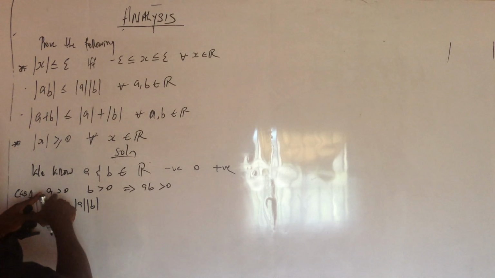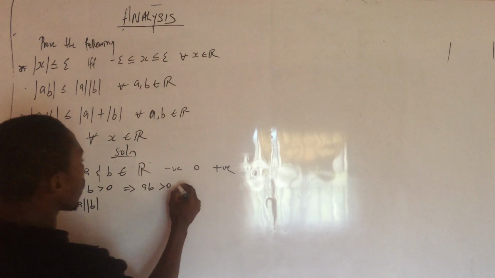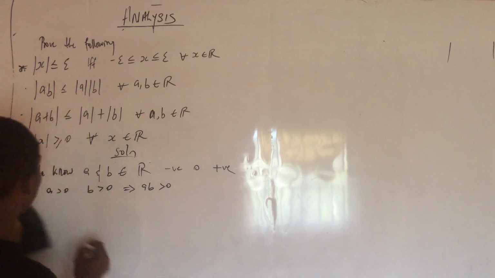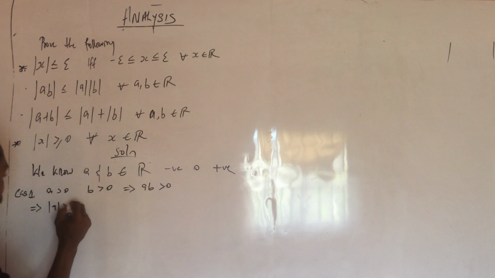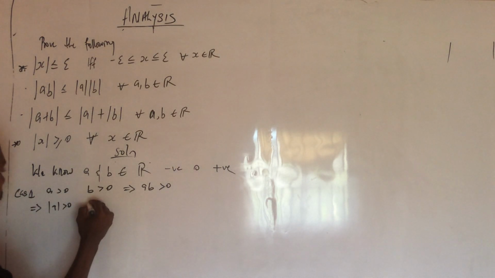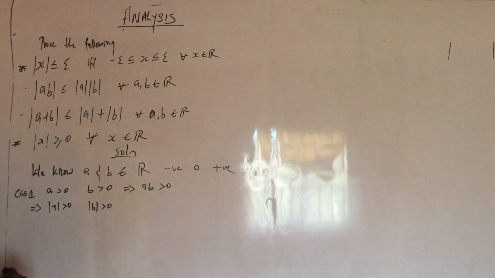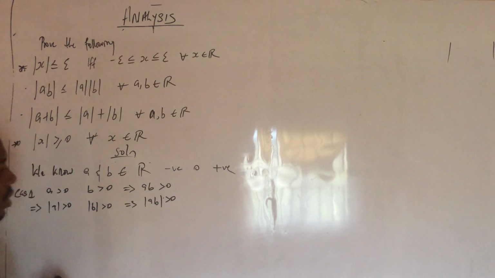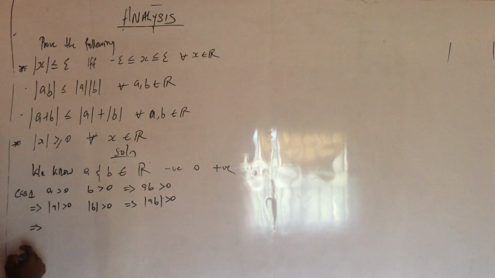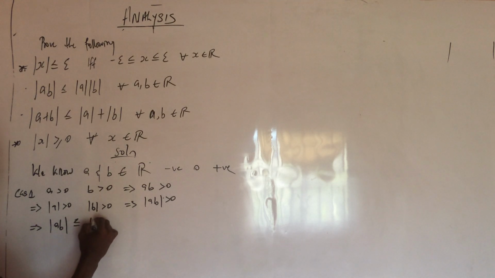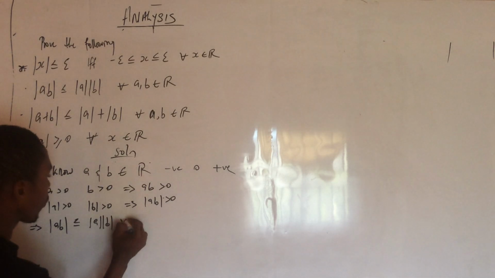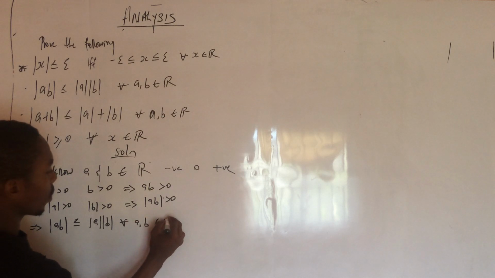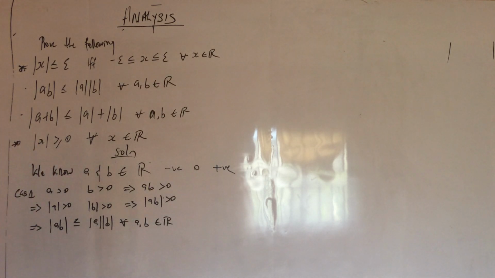I don't know if you understand. If A is greater than 0 and B is greater than 0, this implies, okay, let me clean this one first. This implies that the absolute value of A is greater than 0, and the absolute value of B is greater than 0. Now here, this implies that the absolute value of AB is greater than 0. So from here, we can just say that the absolute value of AB is less than or equal to the absolute value of A times the absolute value of B, for all A, B in R.